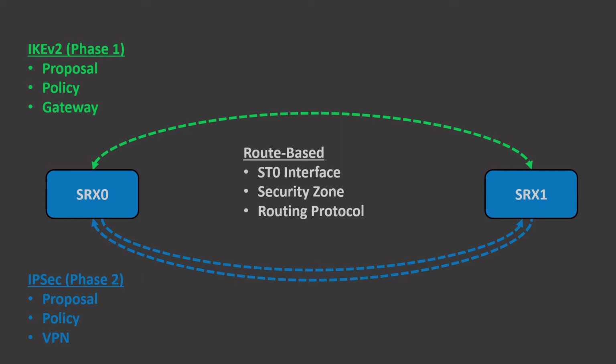Finally, we have the route-based elements. First, we have the tunnel interface configuration. Second, since this is an SRX, we need to place the tunnel interface into a security zone and make sure our security policy is permitting traffic flow. Lastly, we need to configure our routing protocol to run on the tunnel interface. Let's jump into the CLI and see what this looks like.